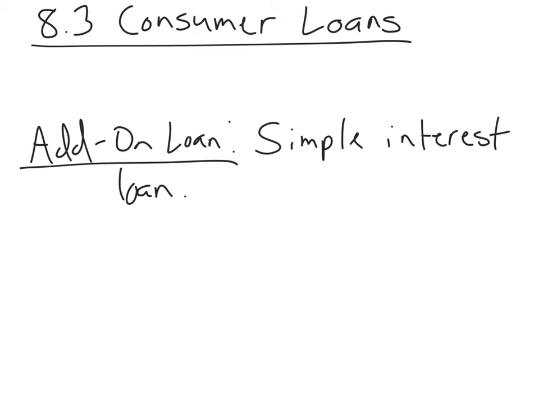So we'll start with add-on loans, which is basically just a simple interest loan. I think the term add-on comes because once you have the terms of the loan, you can essentially calculate the interest ahead of time, add it onto the principal, which is the amount that you borrowed, and you can know right off the bat how much you're going to end up owing overall. And then if you want your monthly payment, you just take that and you divide by the number of months.